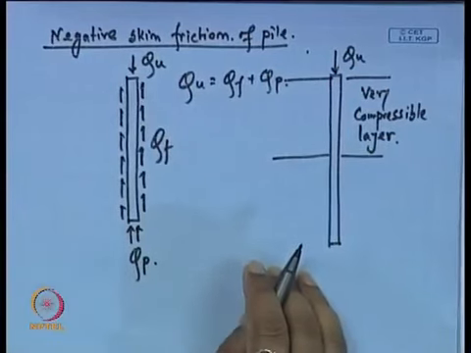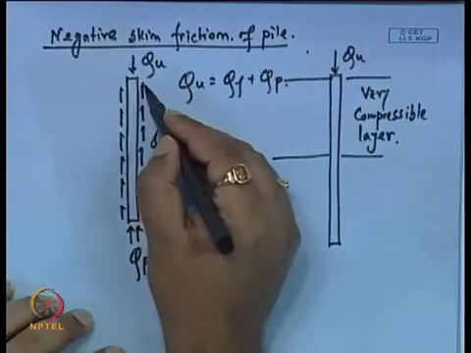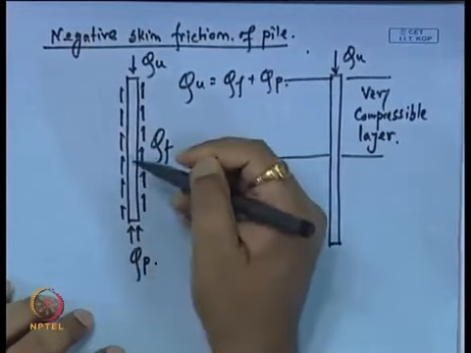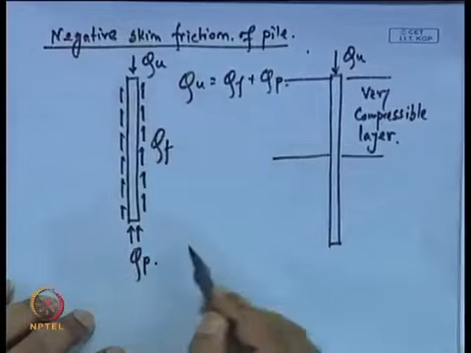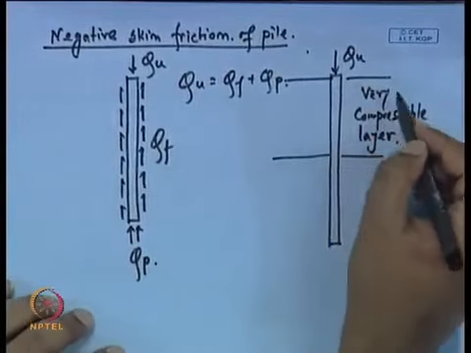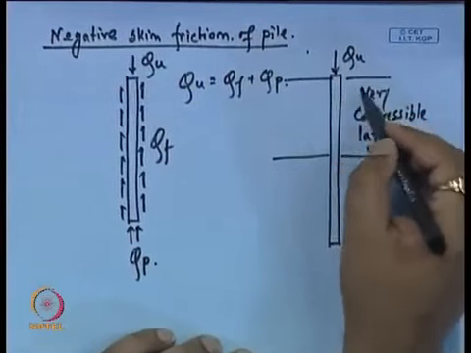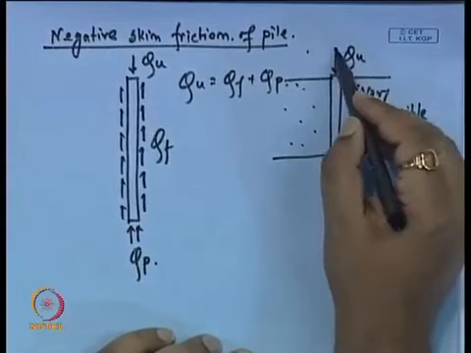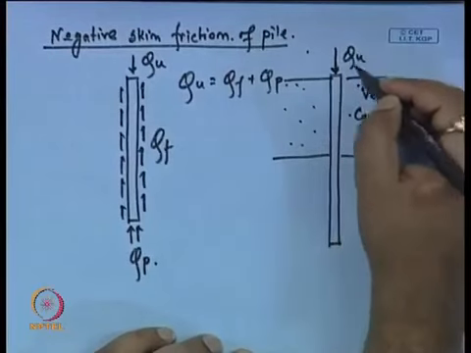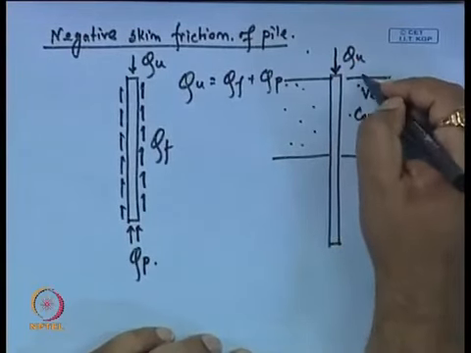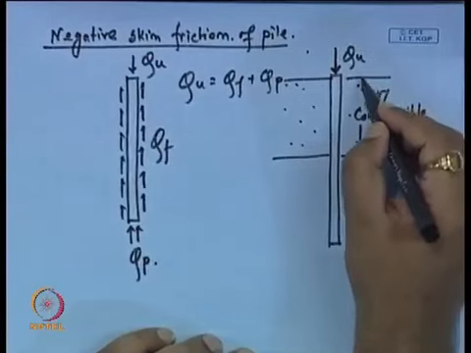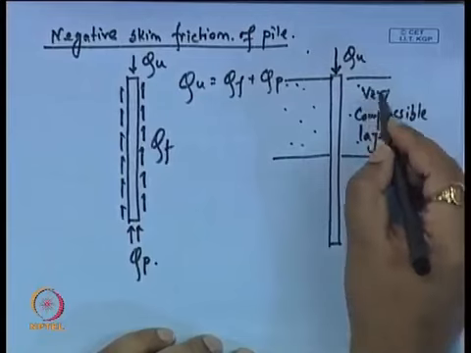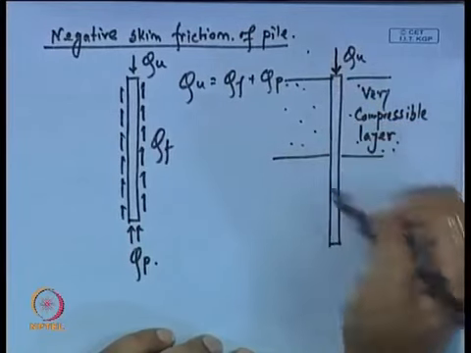So, what will happen here if the pile is moving in the downward direction? The resistance you are getting is in the upward direction, but here, due to the very compressible nature of the soil, suppose this portion is filling soil which is very loose. During installation of the pile, when we apply the load, the settlement of this compressible layer is more compared to the settlement of the pile.